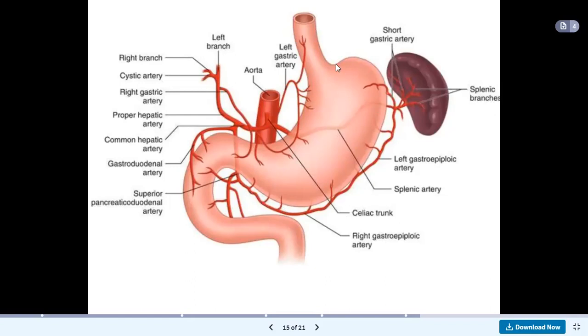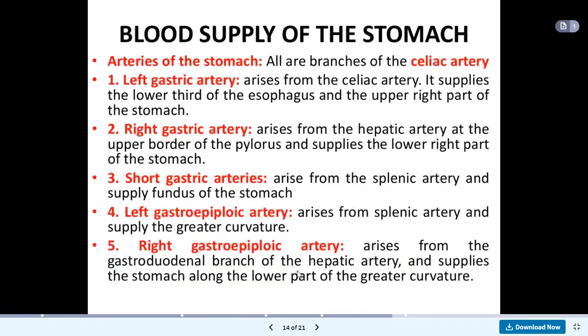And then the fundus is supplied by the short gastric artery, which comes from the splenic artery. So that is the blood supply to the stomach. Now, the right gastroepiploic artery arises from the gastroduodenal branch of the hepatic artery and supplies the stomach along the lower part of the greater curvature.